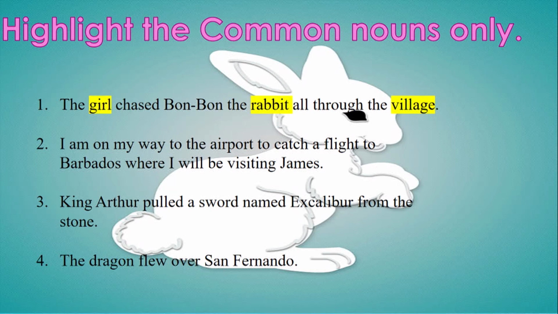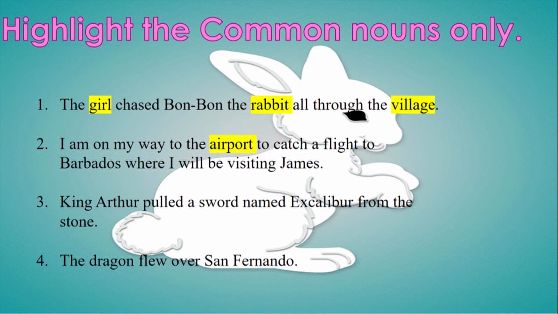Good? Good. So let's see what we have here now. I am on my way to the airport to catch a flight to Barbados, where I'll be visiting James. Before, when we were doing proper nouns, we had Barbados and James being nouns as well. So we know they are nouns. They name something. But the only common noun we have here now would be the word airport, because that's the only general thing, because you may have more than one airport in a country.